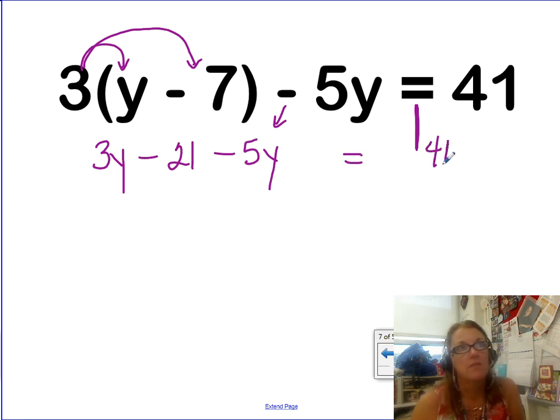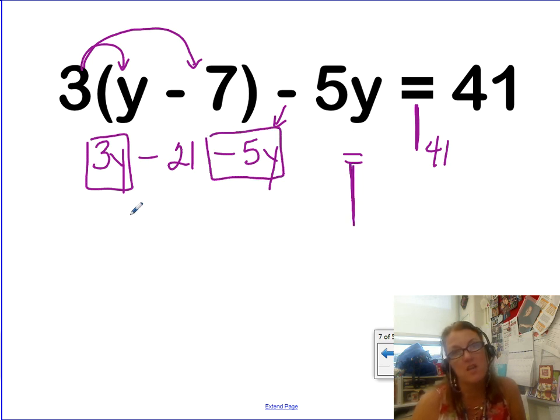Equals 41. 41 is going to be bored here for a little while. You just got to hold on. Now, before we continue, I notice here that this is a 3y, and this term, which is on the same side of the equal sign, also is a y term, and you should combine those two together. Negative 2y minus 21 equals 41.